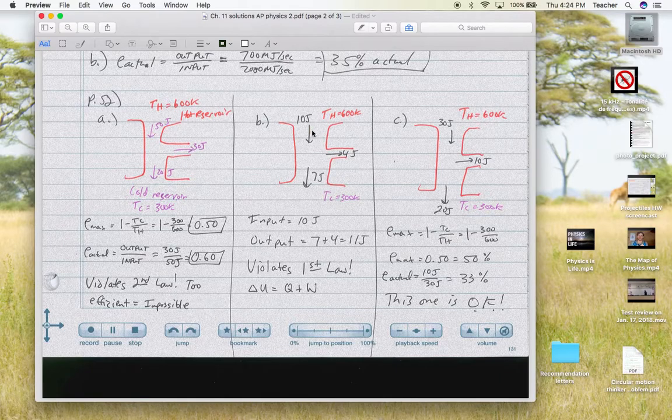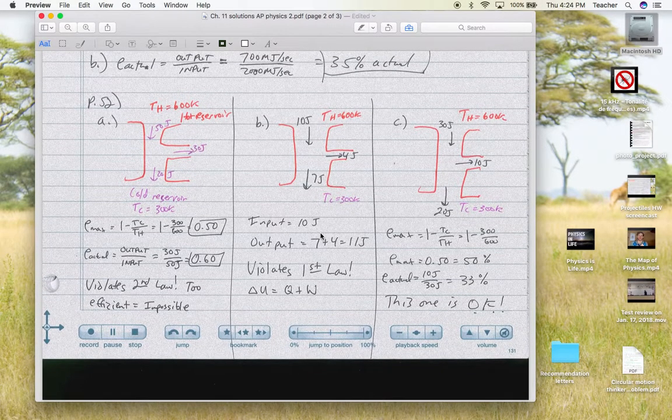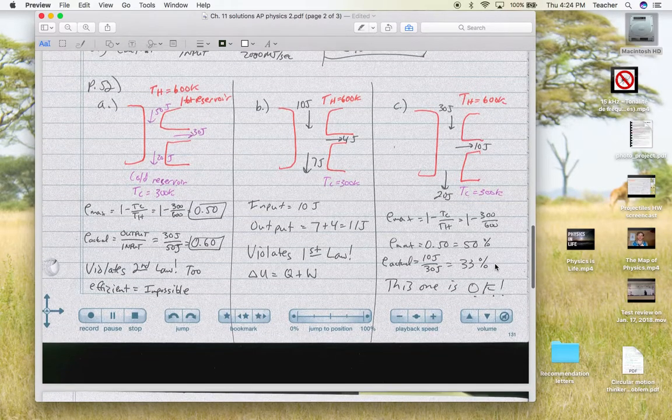This second one has 10 joules going in, but a total of 7 plus 4, or 11 joules going out. That obviously violates the first law. For letter C, we have 30 joules coming in, 30 joules going out, so we're okay with the first law. 10 joules of work being done divided by 30 joules of input is an efficiency of 33%. Since the maximum is 50%, we're okay. So that one is no problem.